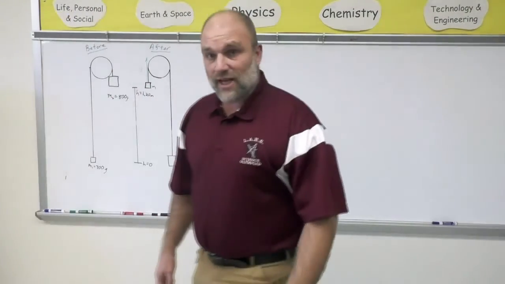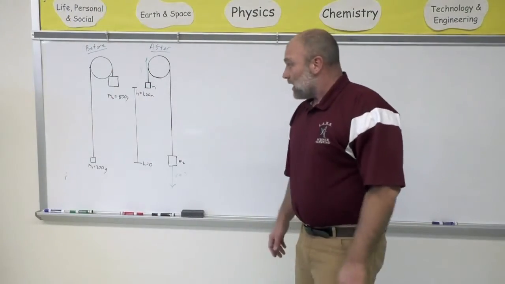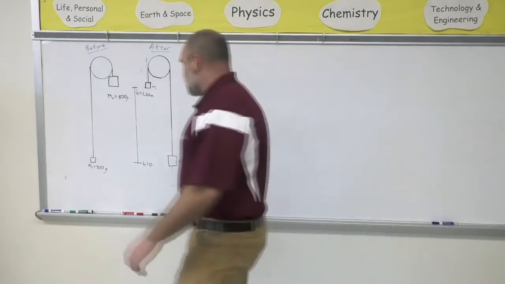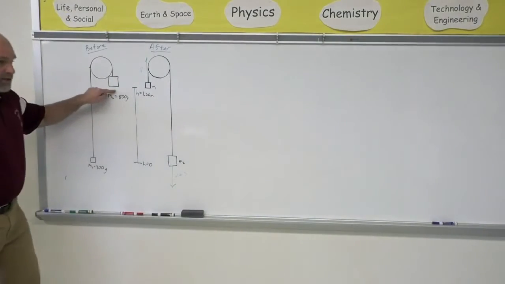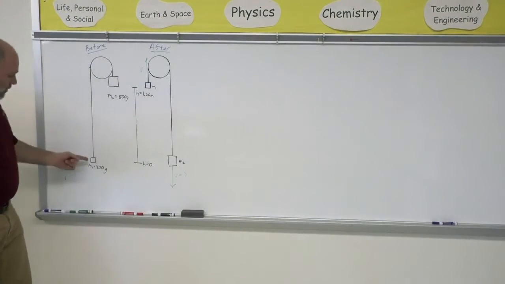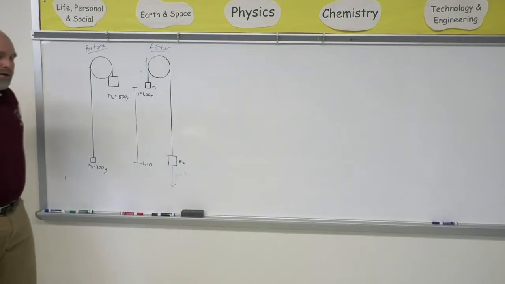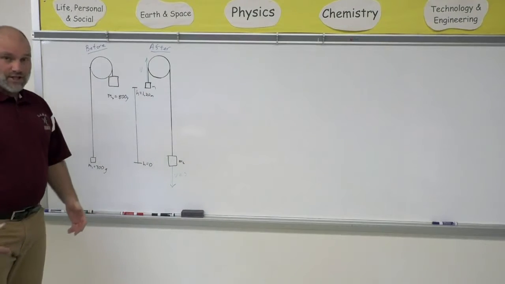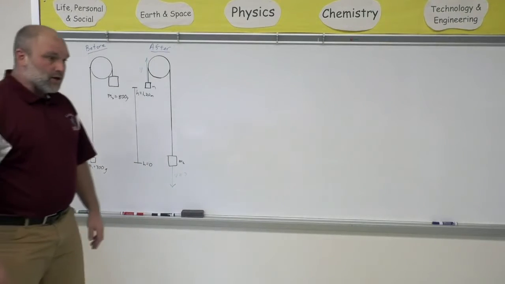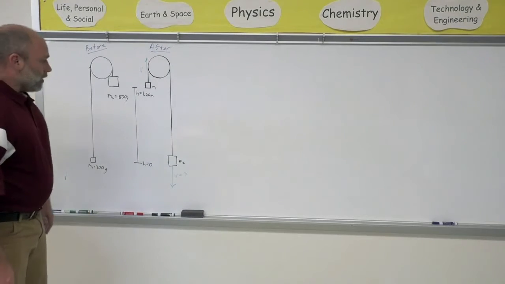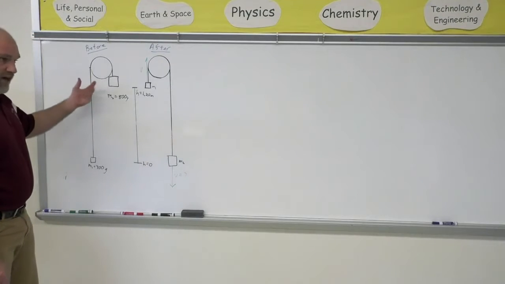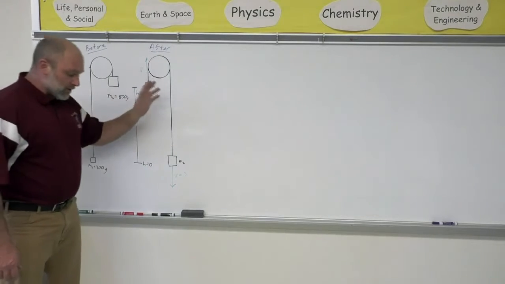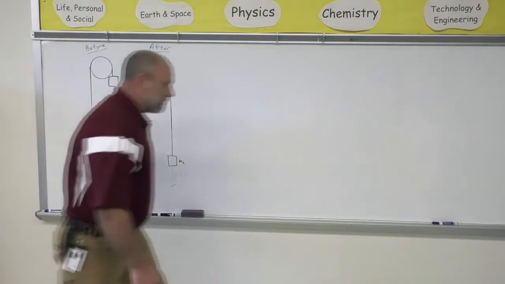So, we've investigated Atwood's device before. As you know, this larger object is going to accelerate down, and the smaller object is going to accelerate up. But this time, we're going to investigate it using energy ideas instead of forces. So, what type of energy do we have before, and what types of energy do we have after?